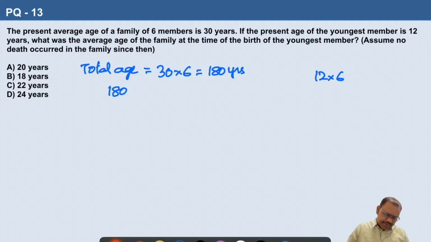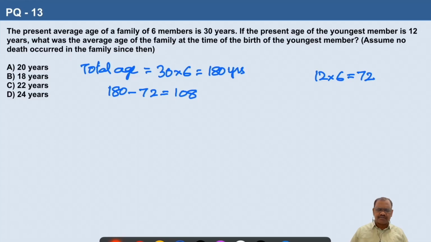For all the 6 people, we have to subtract 12 years. So for 6 people, we subtract 12 years each: 12 times 6 is 72. Total 72 years, and if you subtract from 180, you will get 108. So 108 years is the sum of the ages of the remaining 5 people at the birth of the youngest member.